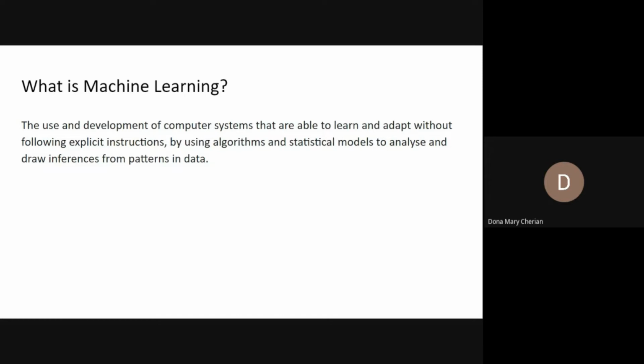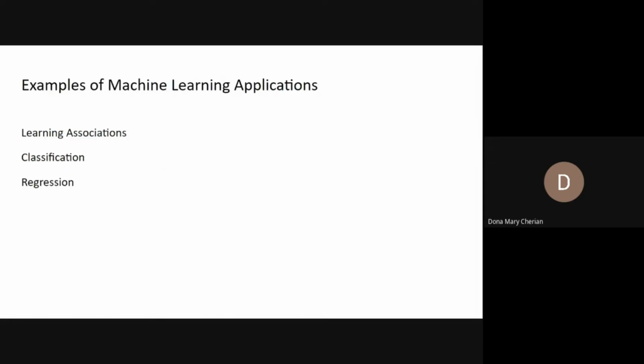Machine learning is the programming of computers to optimize a performance criterion using examples or past experiences. It also helps to find solutions to many problems in vision, speech recognition, and also in robotics. These are some examples of machine learning applications we can use in learning associations, classification, and regression problems.